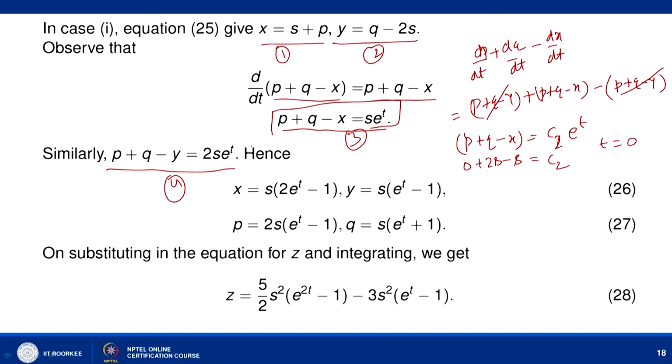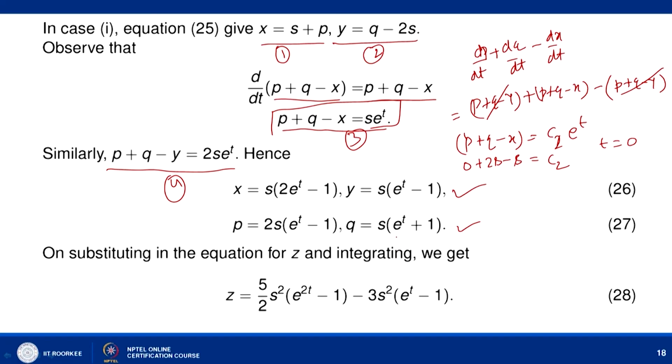You just look at the value of p plus q in both the relations, and just equate, and you will get x and y and p and q. So, this I am leaving it to you, to verify that x is equal to s into (2 e to power t minus 1), y equal to s (e to power t minus 1), p as 2s (e to power t minus 1) and q as s (e to power t plus 1).